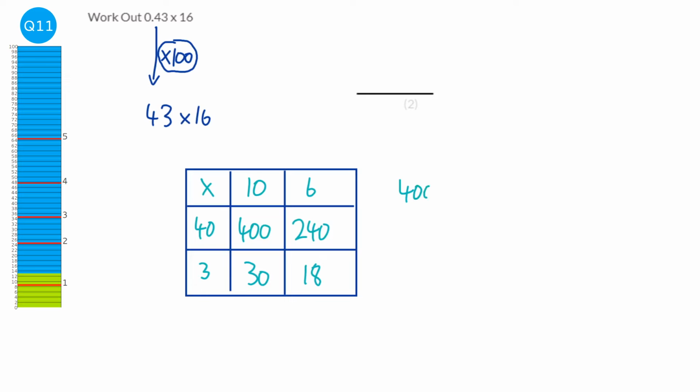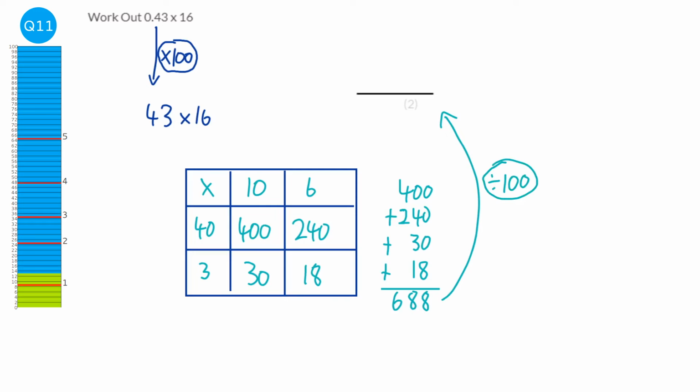Then I'm just going to add them all together. So 400 plus 240 plus 30 plus 18. And when you add those all together, you get 688. Okay. Now, the problem is that obviously this is not going to equal 688. What we've done though is we've timesed it by 100. So to find the answer, all we need to do is undo that times by 100, so divide it by 100. When we divide that by 100, we get 6.88.